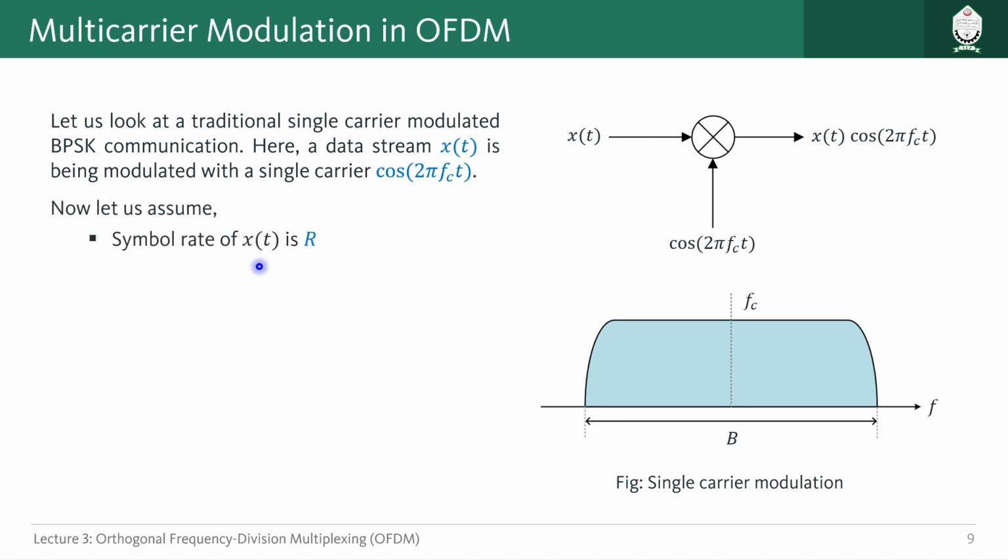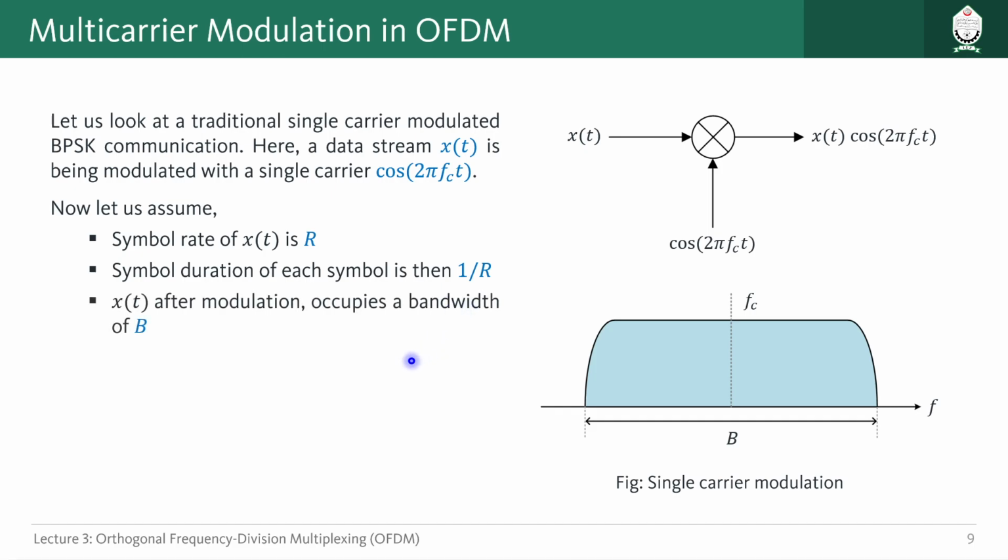Now let us assume the signal we are transmitting has a symbol rate of r. Obviously because of that we will have a symbol duration of 1 divided by r, just the inverse of the symbol rate. Also assume that after modulation our x of t in the frequency domain occupies a bandwidth of b. This is shown graphically like this. Our signal has a bandwidth of b and is centered at a frequency of fc.